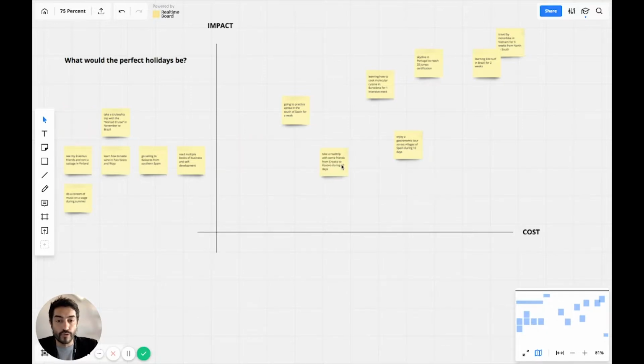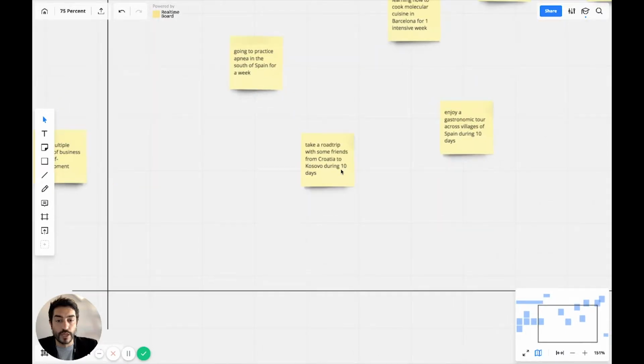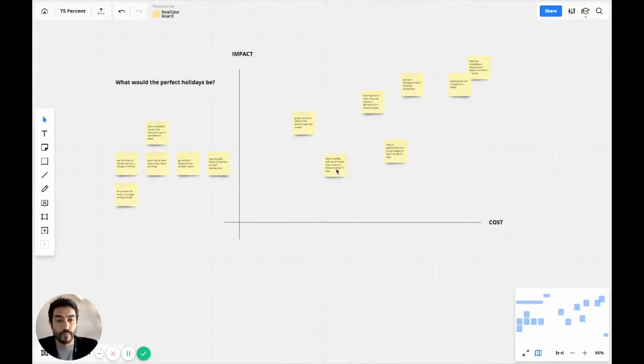Take a road trip with some friends from Croatia to Kosovo during 10 days. That would be a wonderful trip. The cost is cheaper than Brazil and the rest. The impact is very high. So I would probably be around here.